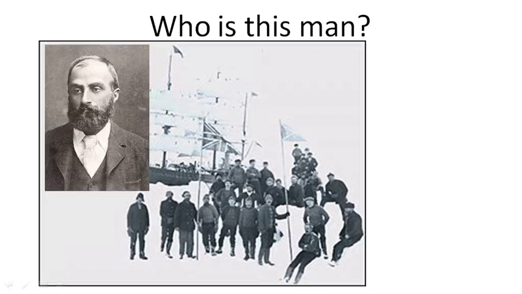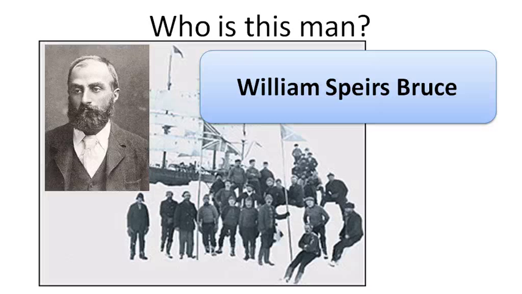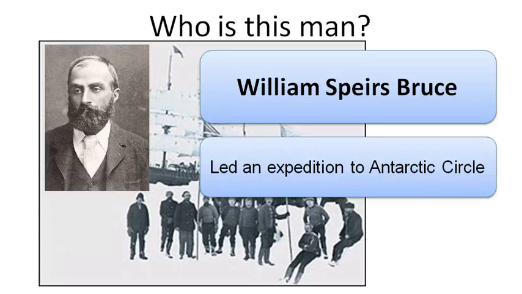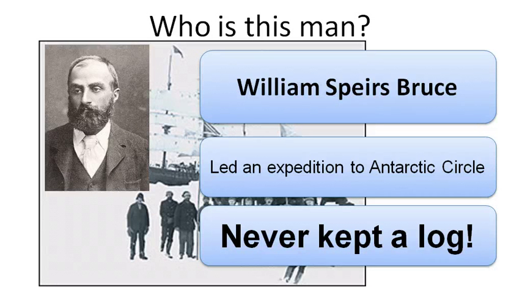Who is this man? Well, if you don't recognise him, don't worry, that's not unusual. He is actually William Speirs Bruce, and he was the first person to carry out an expedition to the Antarctic Circle, and set up the first weather station on the Antarctic Circle. But not many people have ever heard of him, because he never kept a log of his adventures. Therefore, he was lost in the pages of history.